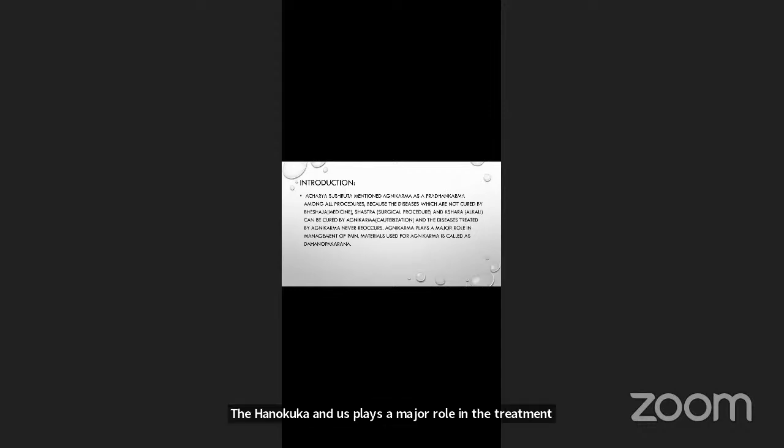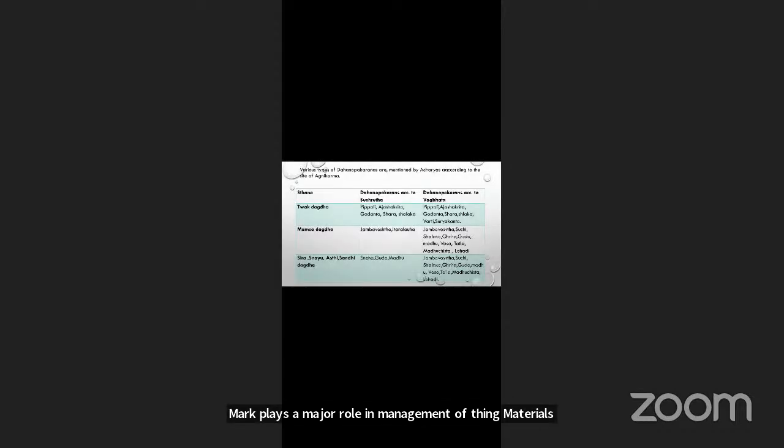Introduction. Acharya Sushruta mentioned Agni Karma as a Pradhana Karma among all the procedures, because the diseases which are not cured by Bheshaja, Shastra and Kshara Karma can be cured by Agni Karma. And the diseases treated by Agni Karma never recur. Agni Karma plays a major role in management of pain. Materials used for Agni Karma are called Dahanopakaranas.